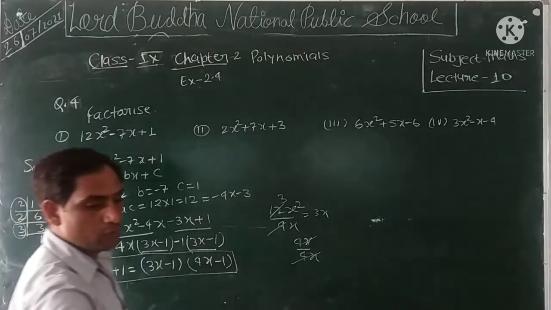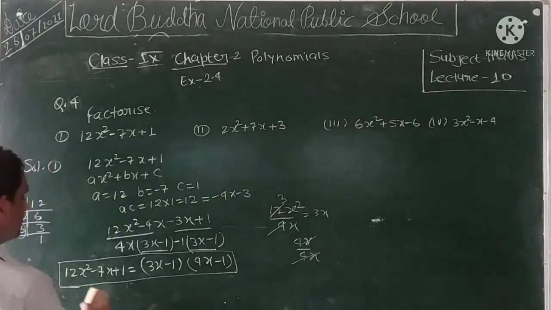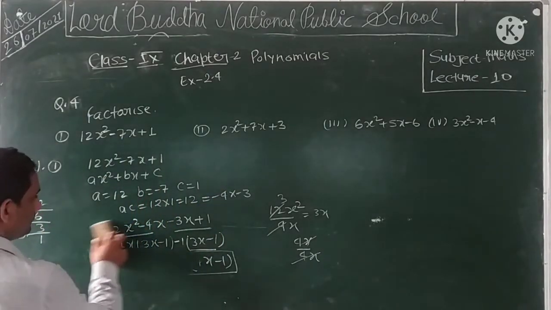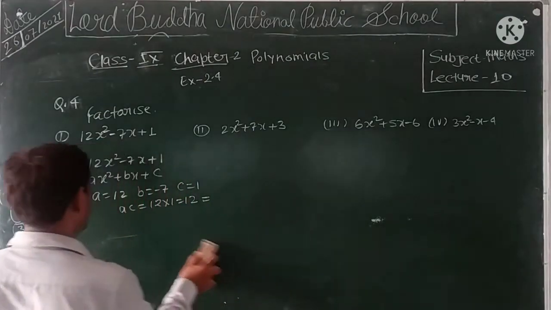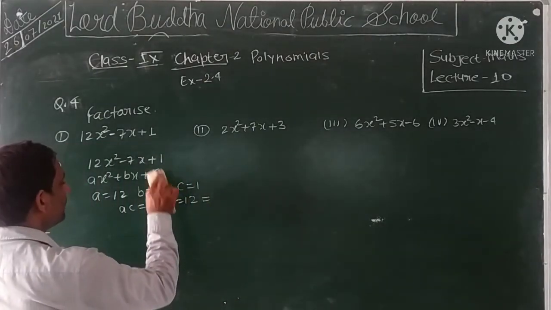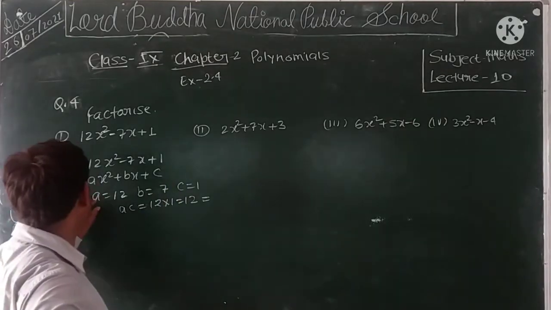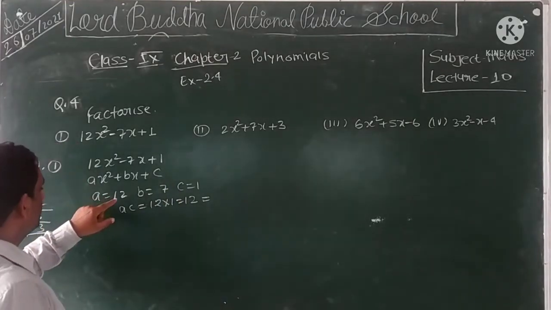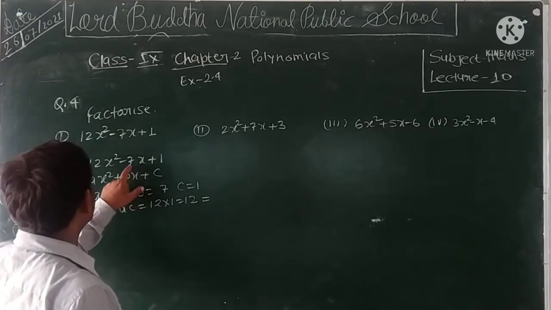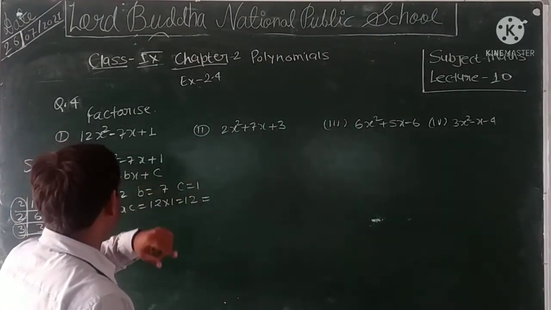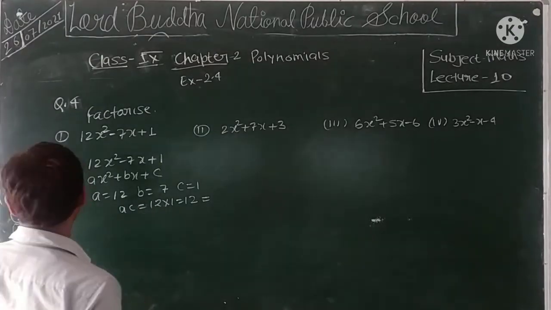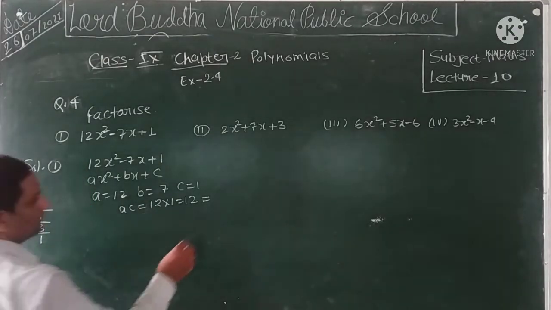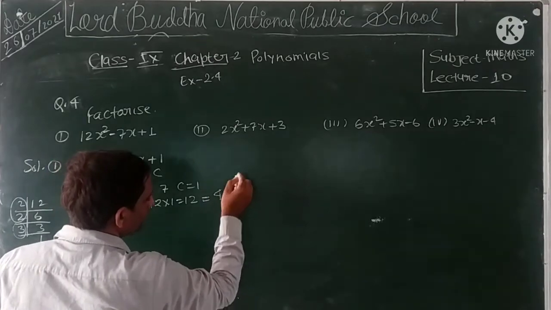Okay. We can write this in another method. See that, if we leave the sign of this, means a equal to 12, b equal to coefficient 7 and c equal to 1, then what will happen? ac equal to 12, we find factors 4 and 3. Here we write 4 and 3.